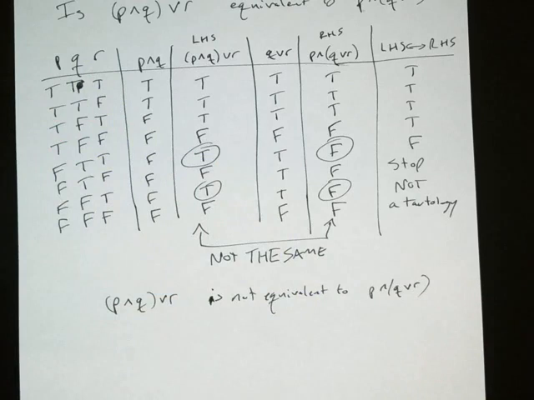Where I put the comma in my sentence in English, P and Q, comma, or R, versus P, comma, and Q or R.